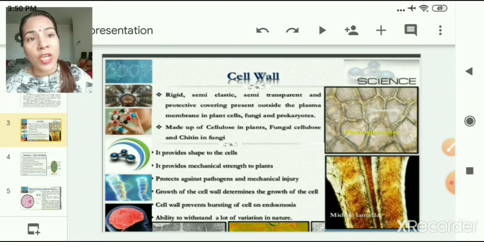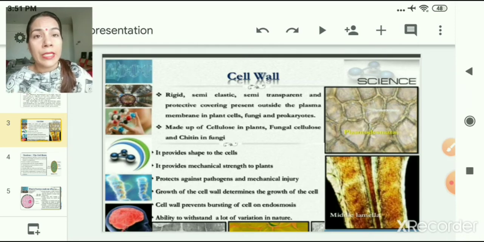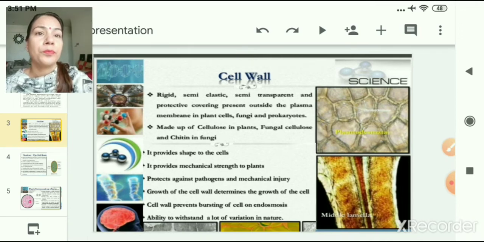The functions of cell wall are very specific. It provides the shape to the cell, it provides mechanical strength to the cell, and it protects it against the pathogens and other type of mechanical injury. The growth of the cell wall determines the growth of a cell, and cell wall prevents the bursting of cell by endosmosis, and it provides the ability to withstand a lot of variation in the environmental conditions, and it ultimately serves as a channel for the transport of various substances across it.